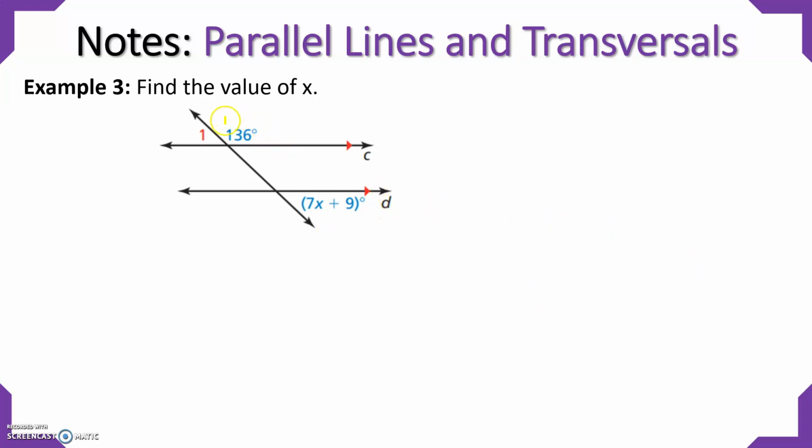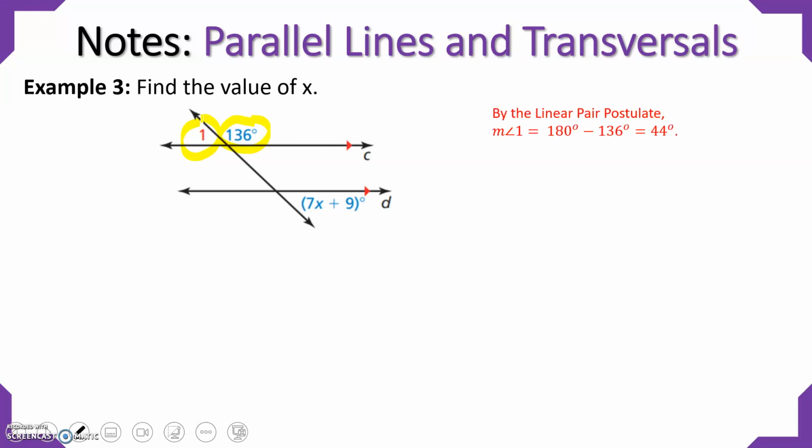Okay, so first off, we can see that this angle here and this angle here, angle 1, form a linear pair. Thus, those two angles are supplementary. By linear pair postulate, we can find that angle 1 is 180 degrees minus 136. Thus, angle 1 is 44 degrees. Now we know that angle 1 and this angle here are alternate exterior angles, and thus are congruent.